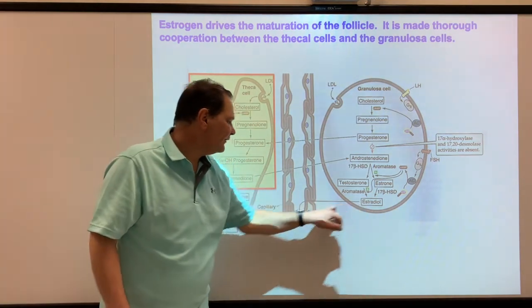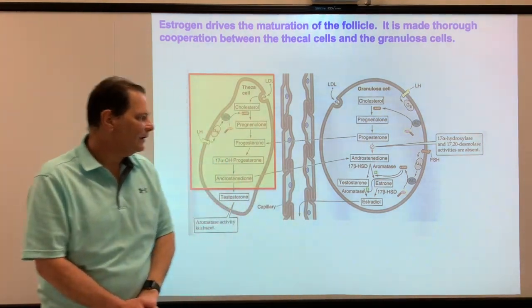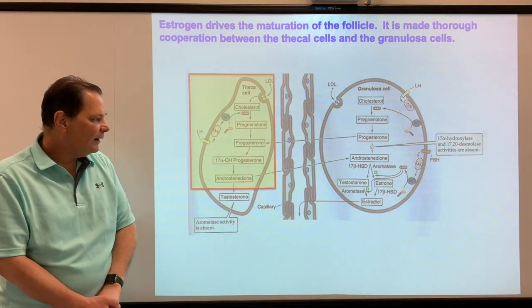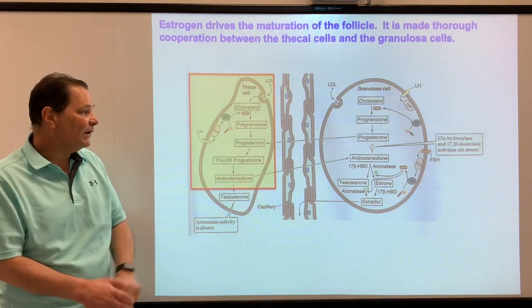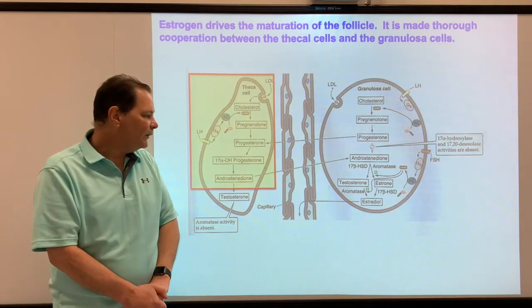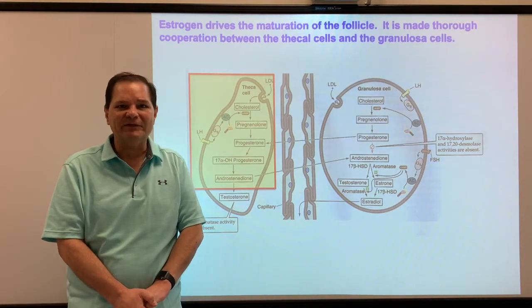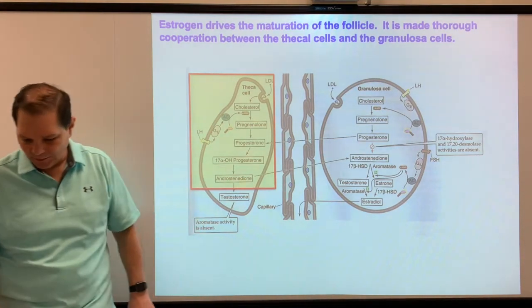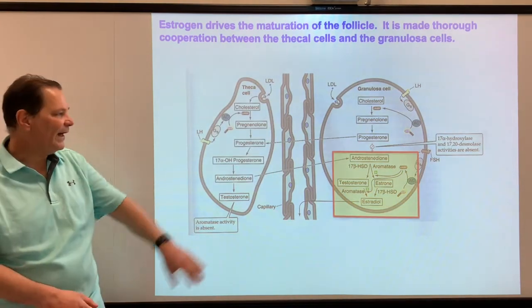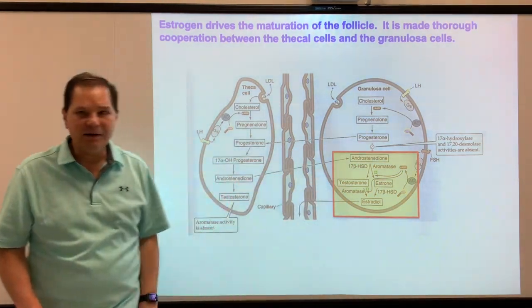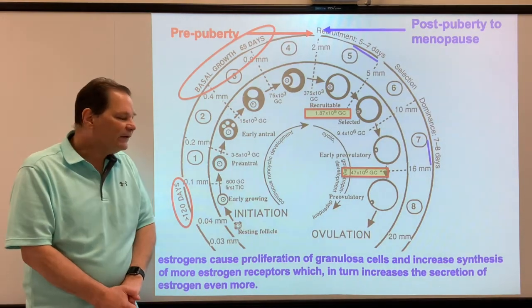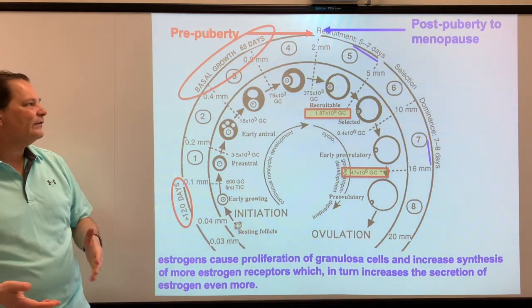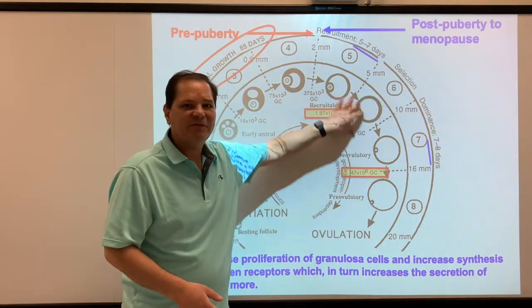And the estradiol is secreted into the follicle and also into the bloodstream, where you will find it increases during follicular development. Okay, and that is this section as well. The estrogens are important in this process of development of this follicle.